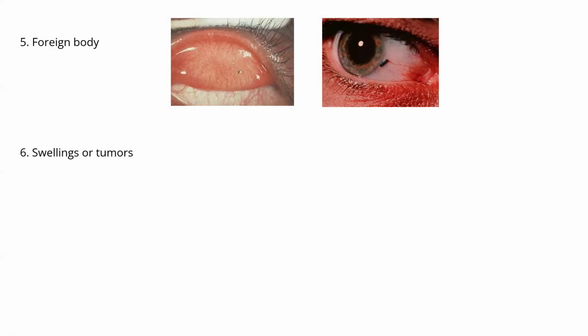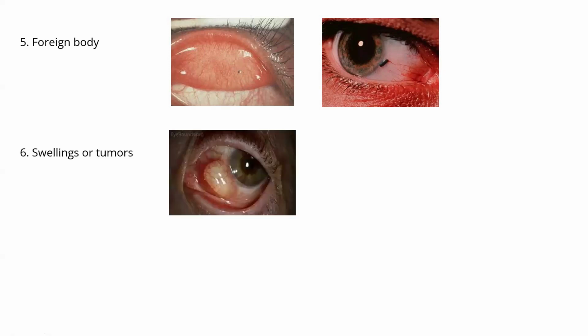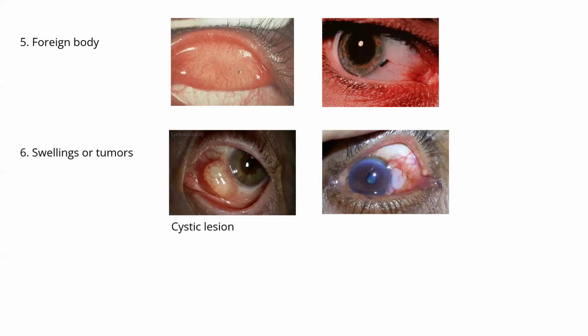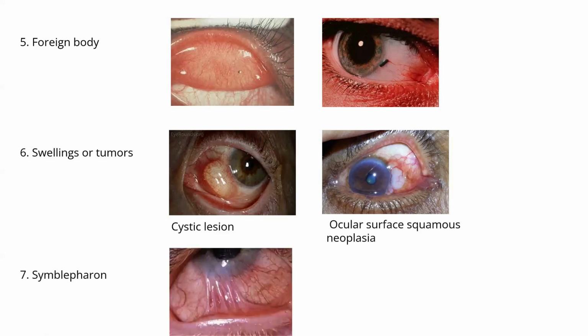Then you will look for any swellings or tumors in the conjunctiva, which could be retention cysts, like cystic lesions, or it could be ocular surface squamous neoplasia, which is more often at the limbus, or limbal tumors. These can also be seen in the conjunctiva. Then the last one is symblepharon. That is, an attachment between the bulbar conjunctiva and the palpebral conjunctiva following chemical injuries, Stevens-Johnson syndrome, or ocular mucous membrane pemphigoid. You can see symblepharons in these conditions.